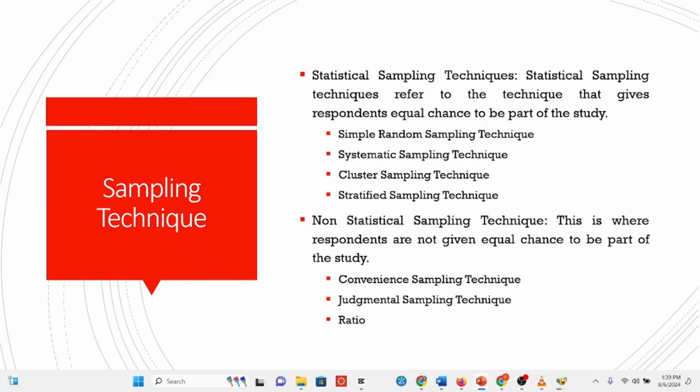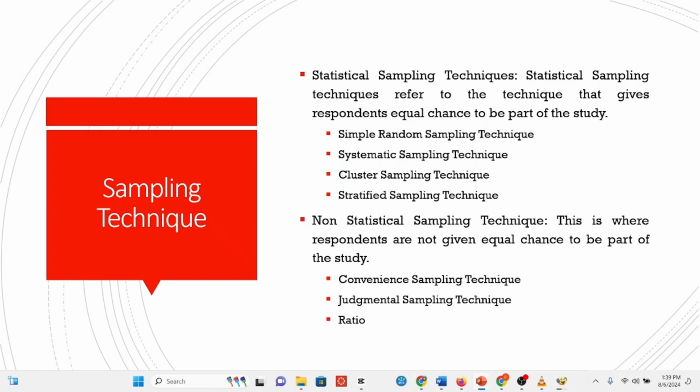Stratified sampling technique. Stratified sampling involves dividing the population into distinct subgroups, or strata, based on specific characteristics such as age, gender, or income level. A random sample is then drawn from each stratum. This technique ensures that each subgroup is adequately represented in the sample, enhancing the precision of the study, particularly when population subgroups differ significantly in the characteristic of interest.